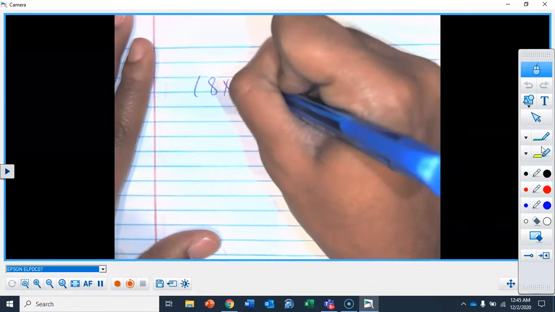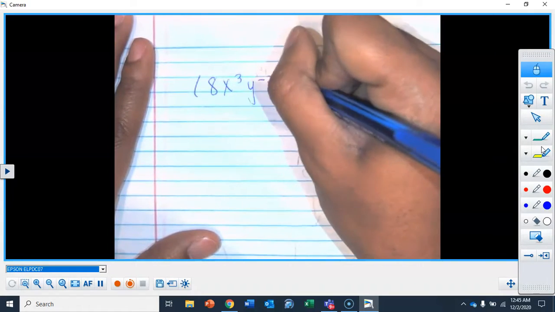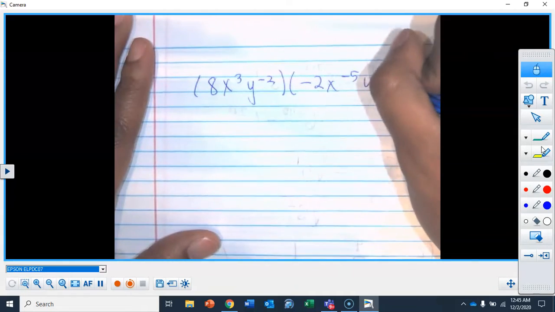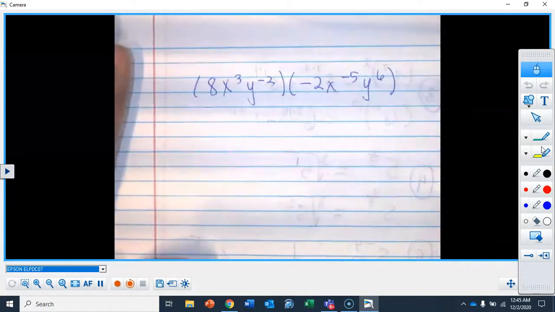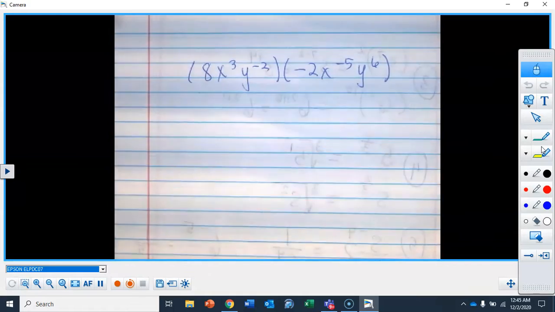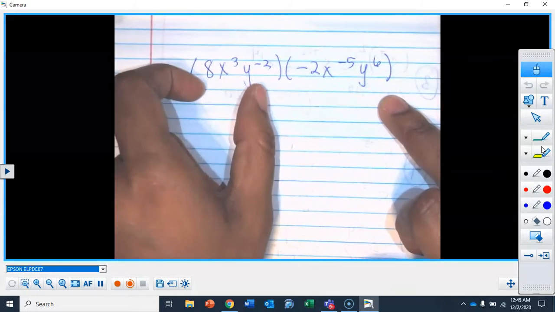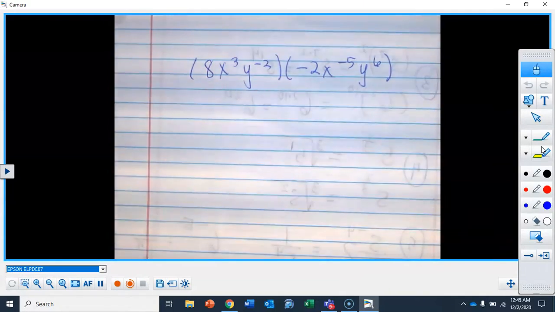8x raised to the 3rd, y to the -2, and then in this one -2, x to the -5, y to the +6, close. Okay, so the first thing I look at when I look at this is that I know I have multiplication. So when I have those parentheses, we're doing multiplication, plus everybody's right next to each other. So let's just do everything in grouping.